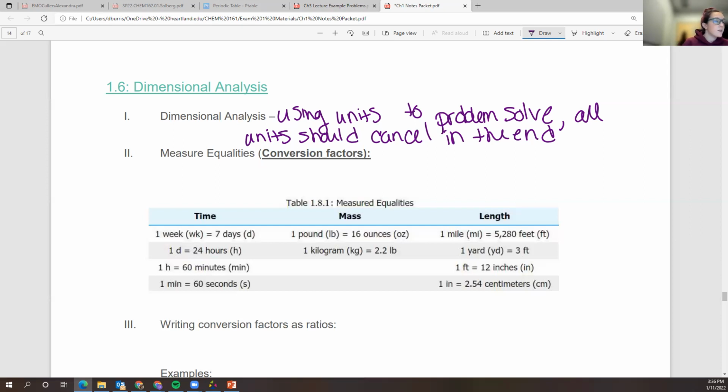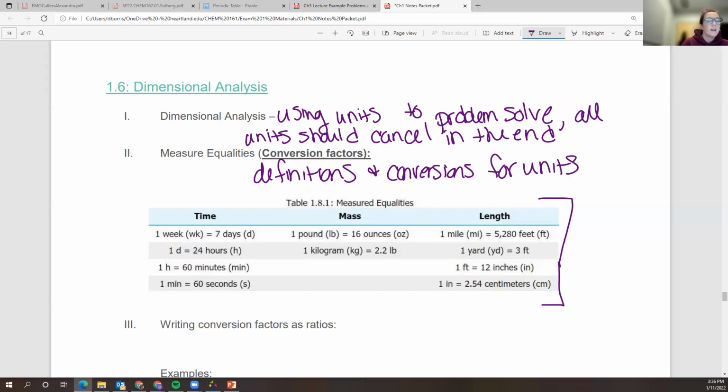So your measured equalities can be turned into what are called conversion factors. Okay, so these are like definitions and conversions for units. Okay, like these here. You're never going to have to memorize these. I will always give you ones that you need in order to do a conversion, but you're going to have to show me the work on how you get from point A to point B.